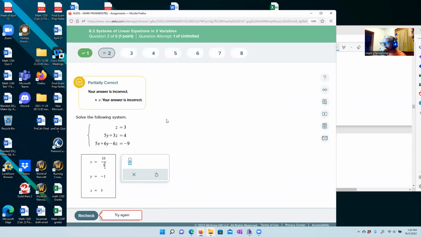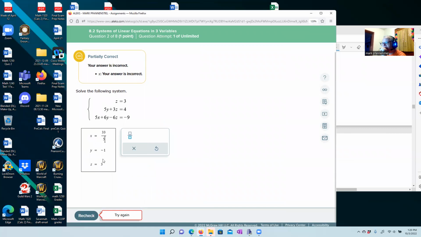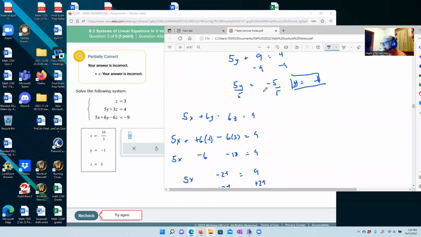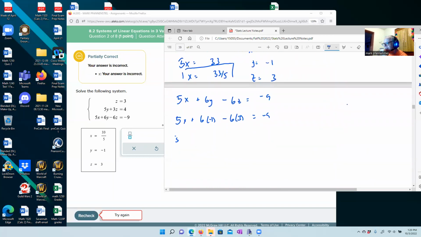Okay, your answer is incorrect. Your x is incorrect. That makes sense. At least the y's were correct. So we'll just double check our y's here. So we have 5x. Okay, I'm glad they don't penalize you, don't make you do the whole thing. 6z equals -9. I'll bet that's where the mistake was. So we have 5x plus 6 times -1 minus 6 times 3 is equal to -9. I think that's where it was. So we have 5x, okay, minus 6 minus 18 equals -9. That's still going to be -24 equals -9.